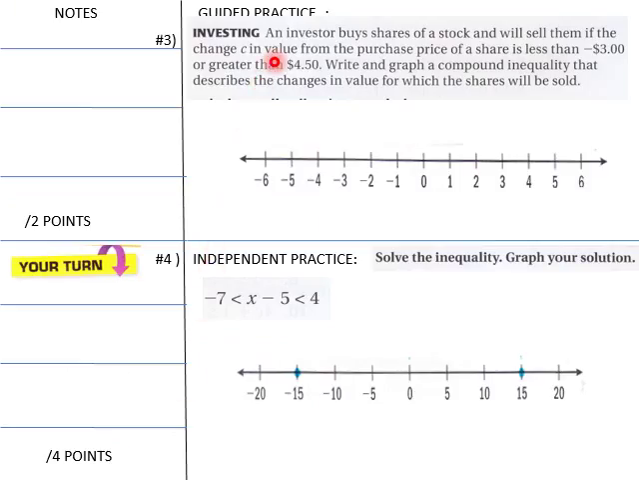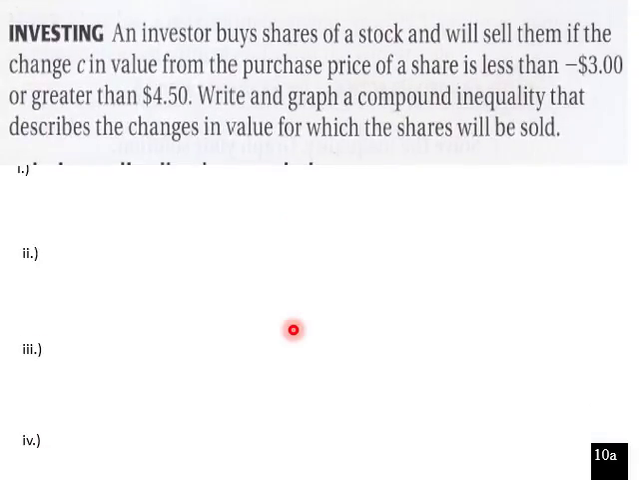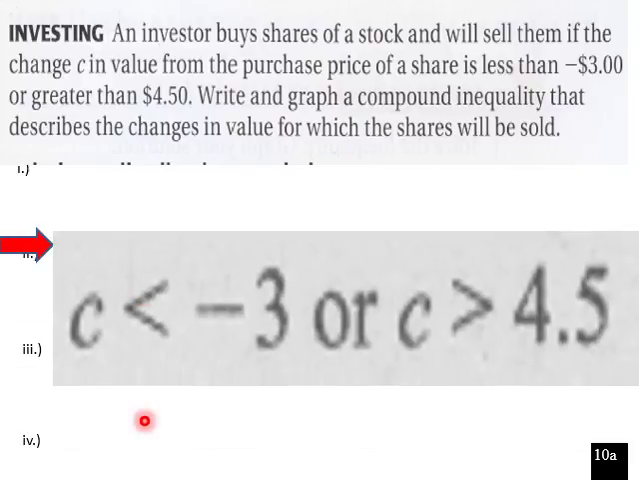Okay, going to a guided practice. Investing: an investor buys shares of stock. If the change in value from the purchase price of the shares is less than negative $3 or greater than $4.50, write and graph a compound inequality that describes changes in value for when the shares are sold. And then students, this is yours. Solve the inequality and graph your solution on this number line. There's our problem. We have a -3 and a 4.50 number.